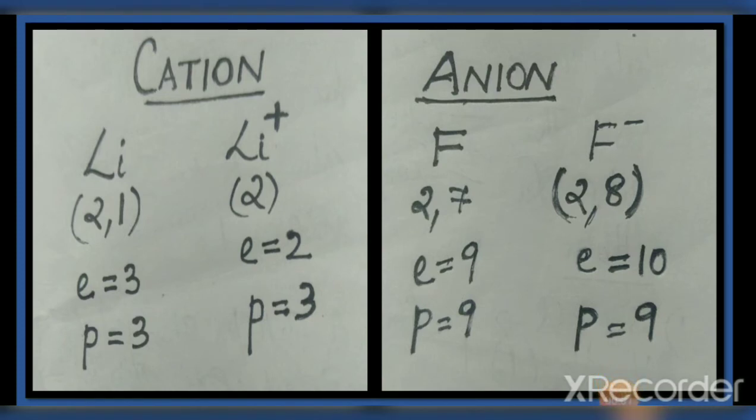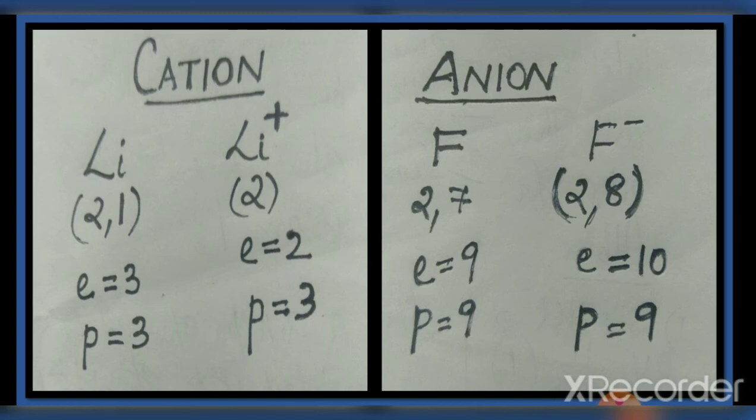Next, we have to learn out of parent atom and its ion, that is cation, which is larger and why. That is, is the cation smaller or larger than the parent atom? For example, consider lithium atom and the ion lithium ion. The number of electrons in lithium atom is 3 and the number of electrons in lithium ion is only 2. But in both lithium atom and lithium ion, the nuclear charge remains the same, since the number of protons remains the same in both the atom and the ion.